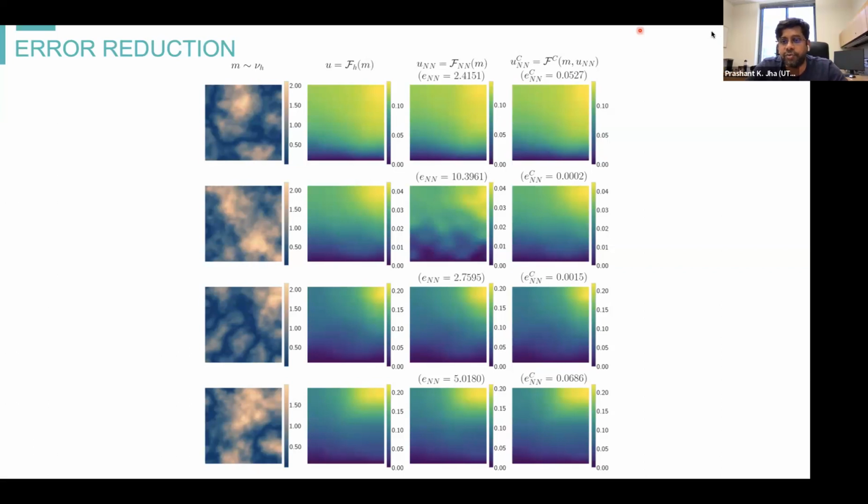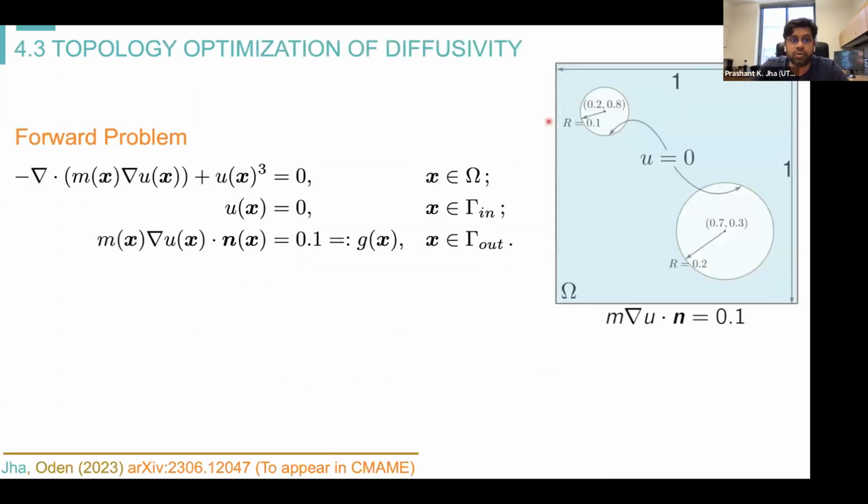Let me now talk about more substantial problems. This is just a demo, just to show you some numbers. But let me solve a topology optimization problem with this approach. We have this same nonlinear diffusion equation. Diffusivity is linear, nonlinearity is here, forcing function is 0, and I considered these 2 circular voids in the domain. On the internal boundary of these voids, I fix temperature to 0. And on the outer boundary, all of it has flux prescribed equal to 0.1.